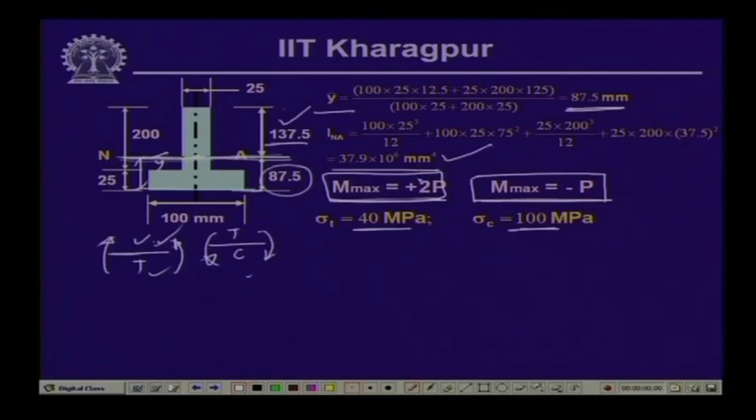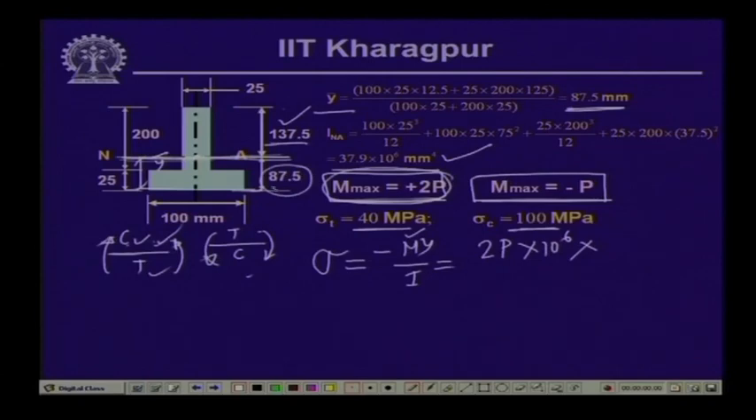Now, if we try to compute the stresses corresponding to these 2 moments, first let us take the value of 2 P. Now, sigma as we know is equal to minus M y by I, and by saying minus we know that for the positive moment we will have the compression at the top. So, this is equal to 2 P into 10 to the power 6 Newton millimeter times y.